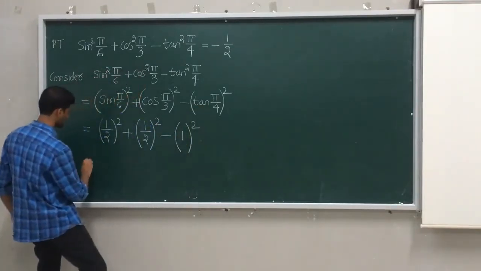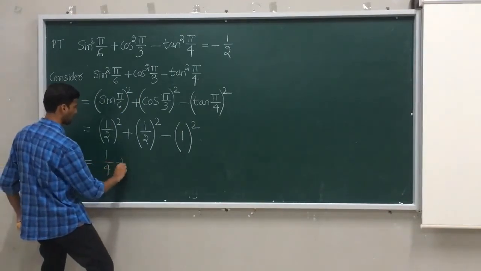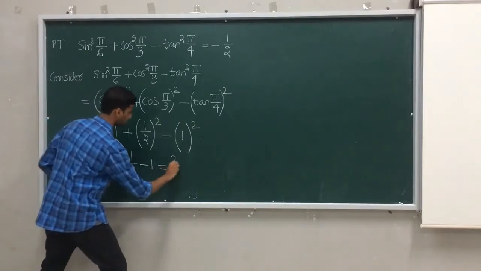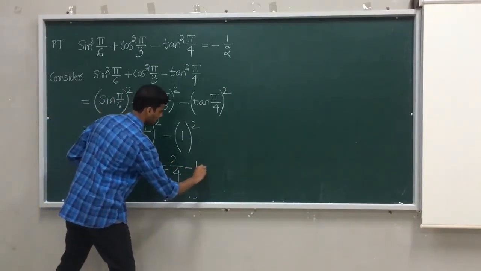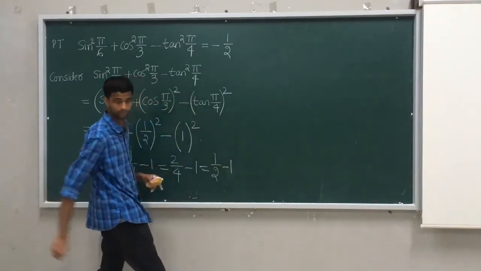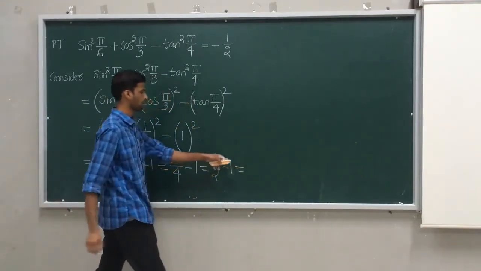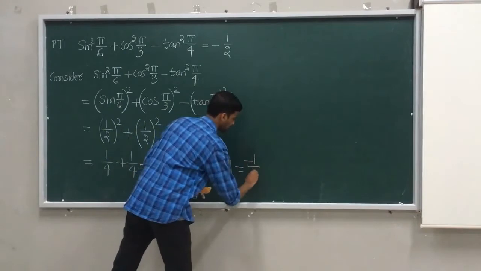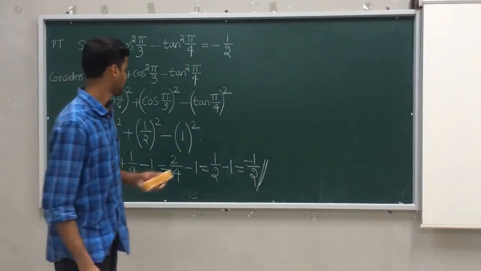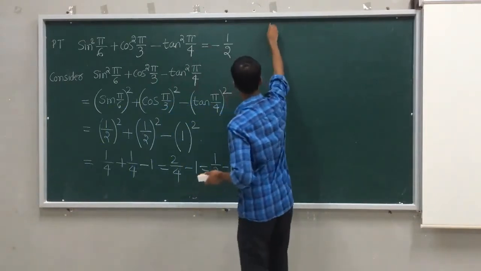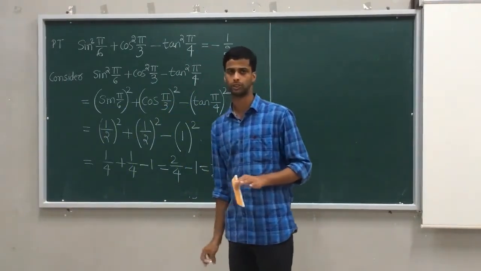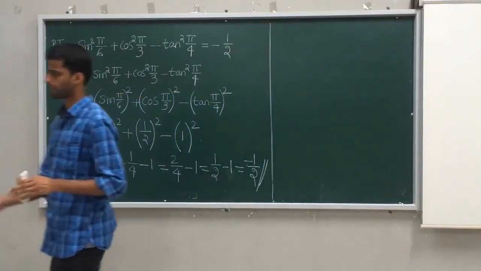So 1 by 2 square is 1 by 4. 1 by 4 minus 1. It is nothing but 2 by 4 minus 1. 2 by 4 can be written as 1 by 2. 1 by 2 minus 1 means 1 minus 2, minus 1 divided by 2, which is the answer. So if you know tables perfectly, you can easily manage these answers. You should know the tables.